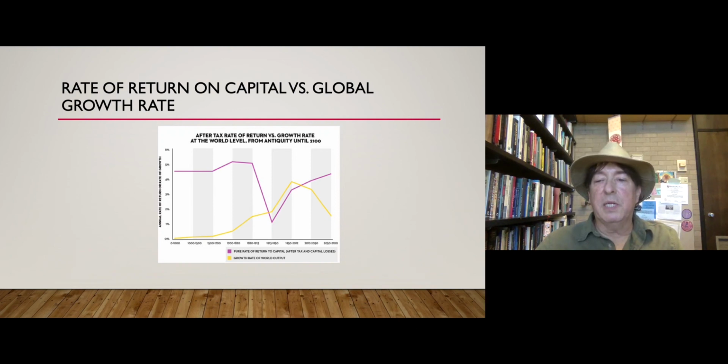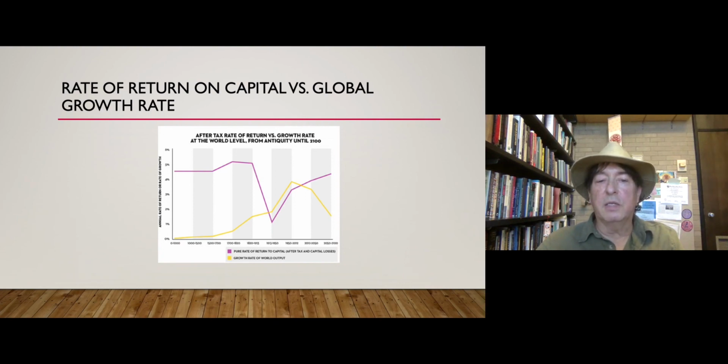Now, Thomas Piketty wrote a famous book called Capital in the 21st Century. And this is from his book. It shows the after-tax rate of return on capital versus the growth rate. And this is not precise by any means. He's looking at enormously long time periods, but he's making a kind of best guess estimate.